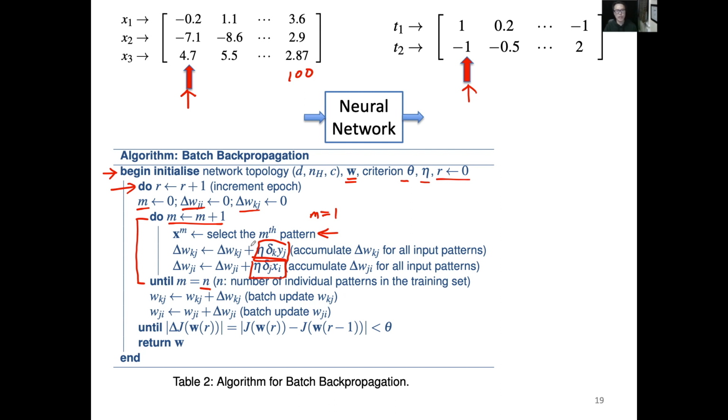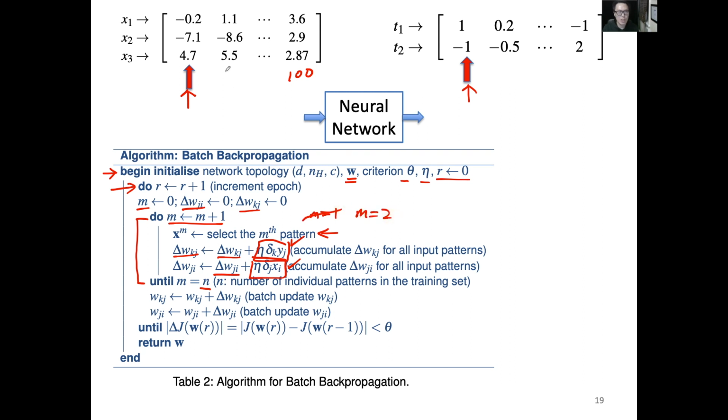We are going to add it to these two variables. Remember that in the beginning, these two values are 0. So now we are going to add this to 0, and then the new value of delta kj will be these two values. Okay, go back to the top.